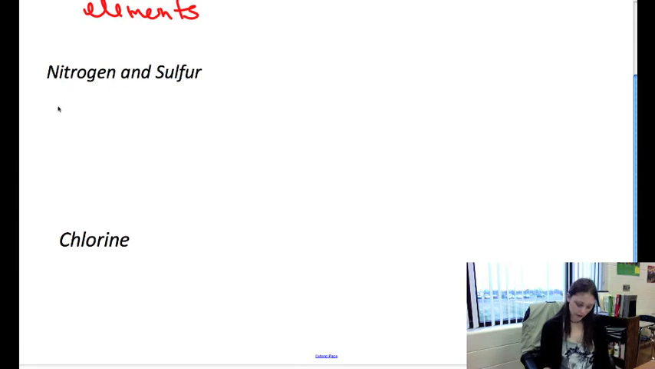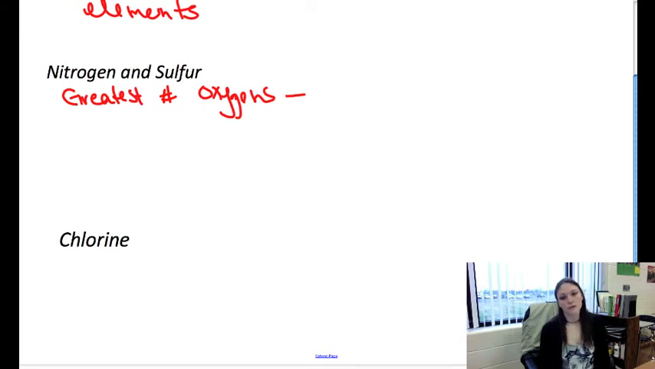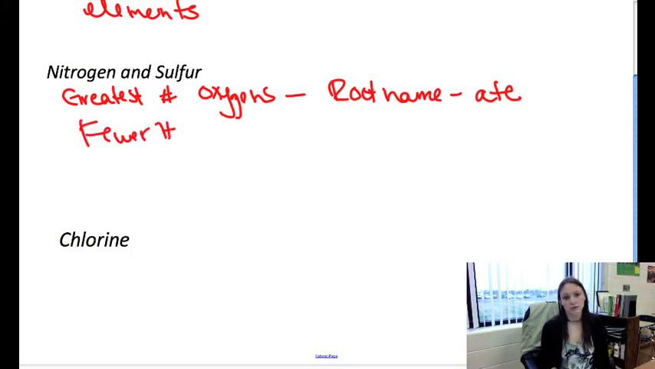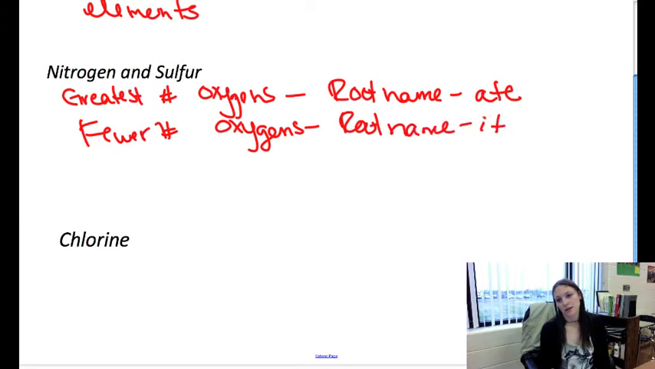The one that has the greatest number of oxygens is given the root name plus ATE. The lesser number of oxygens is the root name plus ITE. Those are for nitrogen and sulfur. So you have things like NO3, which is nitrate.